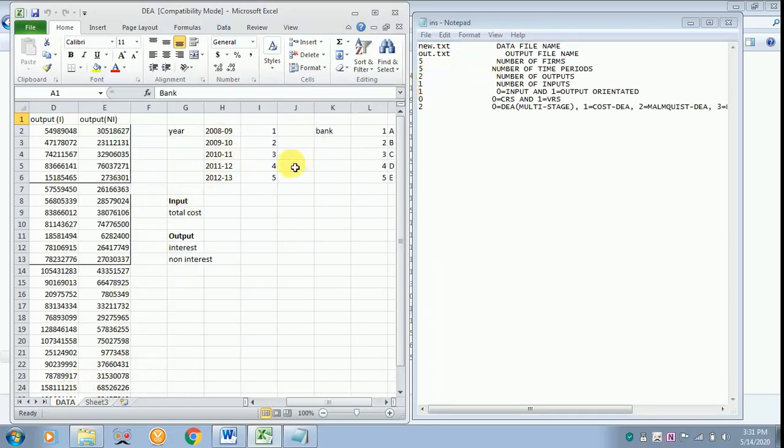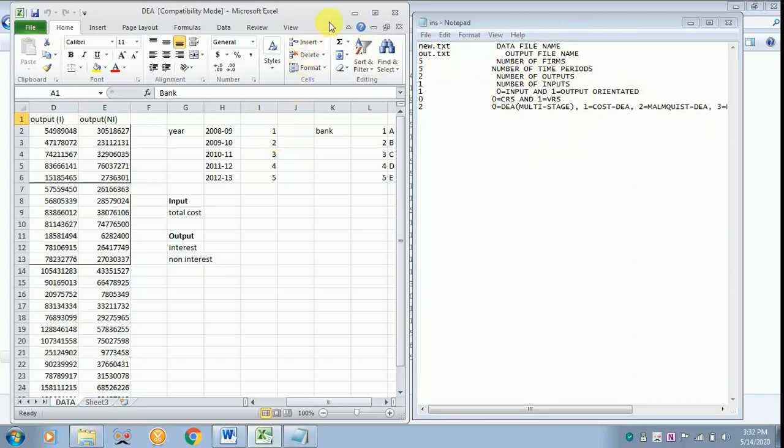There are 2 outputs, interest and non-interest income, and the number of inputs is only 1, that is total cost. Here I am interested only in output oriented, so I am typing 1. Next, 0, since I am interested in constant returns to scale. I have put 2 since I want to check the productivity with the help of Malmquist DEA. So this file should be ready, plus your data should be in text delimited, which I have already told you how to do.